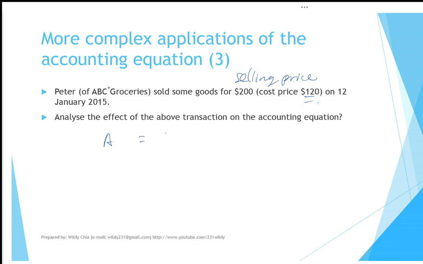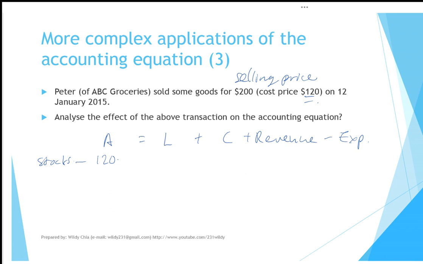Okay, so we have the equation here again. Asset equals liability plus capital. In this case, we need to have another component for profits or losses, which is calculated by taking revenues minus expenses. What is the effect? One point of view is that some people might treat this as there are lesser stocks. Yep, you're right, there are lesser stocks, or lesser inventories of 120.